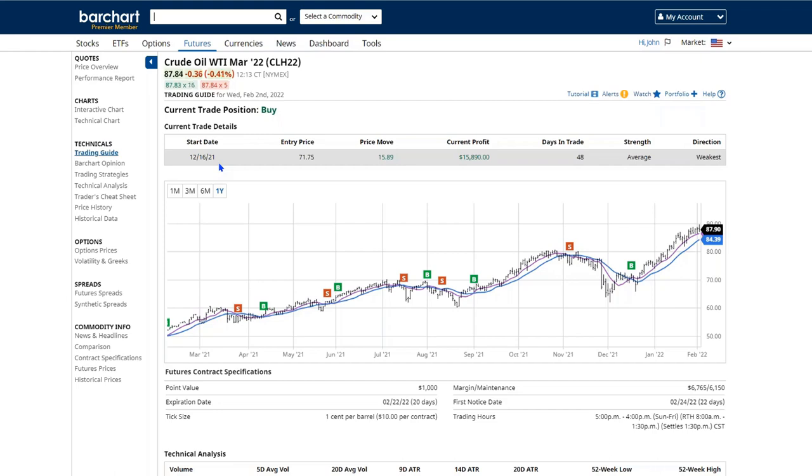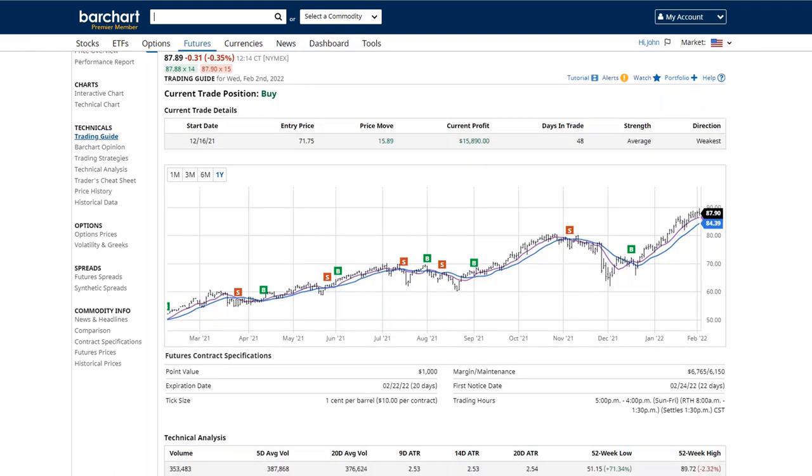The next two, strength and direction, are telling us basically what is the condition of our trend. The strength is average. In other words, it's a good trend, but it's not a great trend right now. And direction is really giving us a snapshot of current momentum. And the current momentum for this one is the weakest, which could be a sign that this trend is about to change, or at least a slowdown. The momentum has slowed down.